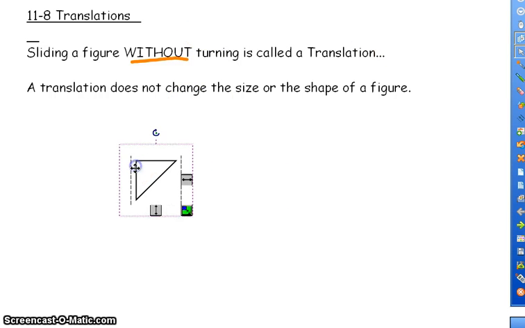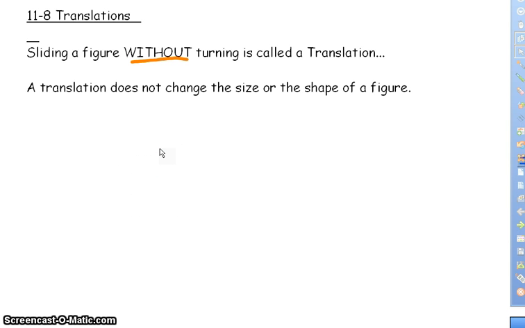Welcome to section 11.8. Today what we are doing is translating figures. When we translate, we are translating them on a coordinate plane. We're just moving them from one place to another. There's no rotation. The shape shouldn't be getting bigger or smaller. It's exactly the same shape, just moved to a different spot. Just sliding it over. Okay?